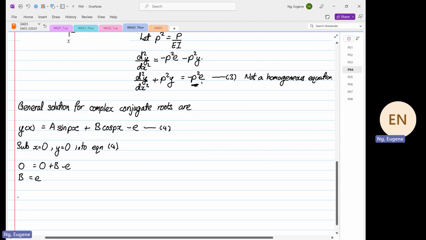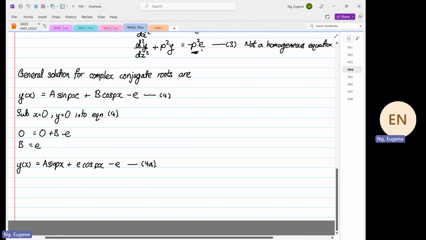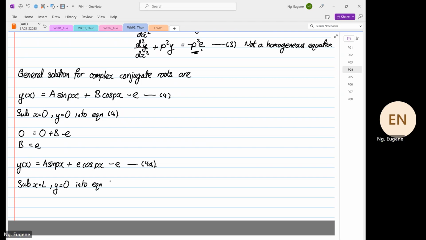So from here, y as a function of x will become A sine px plus B, or E, cos px, and then we have minus E. So this is our equation for A. The next one, we're going to substitute our boundary condition when x is equal to L. Here we're going to substitute when x is equal to L, y is also equal to 0, into the equation for A now.